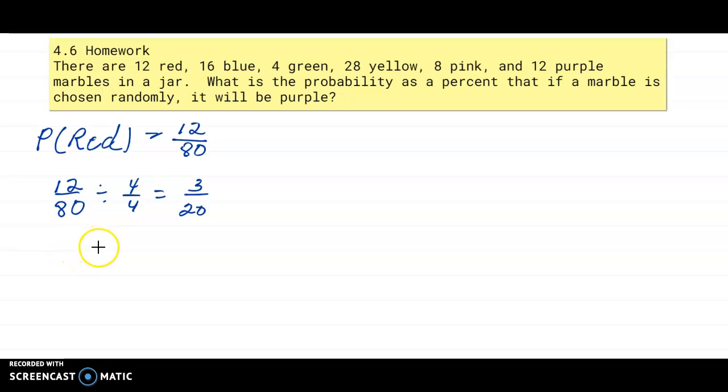So if you look back at the first problem we did, excuse me, we already found that there were 12 purple marbles in the bag. That was our first question, and there were 12 purple marbles in the bag, and that was equal to 3/20. And we did the work, and we found that 3/20 was equal to 15%. So you don't have to do that work again.